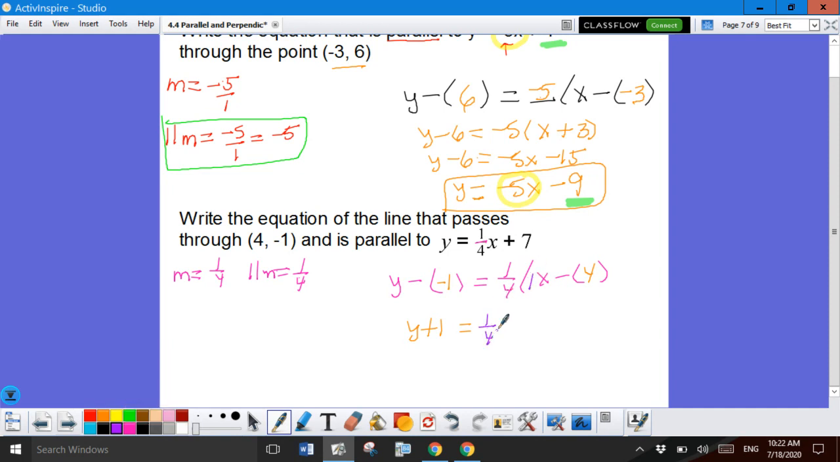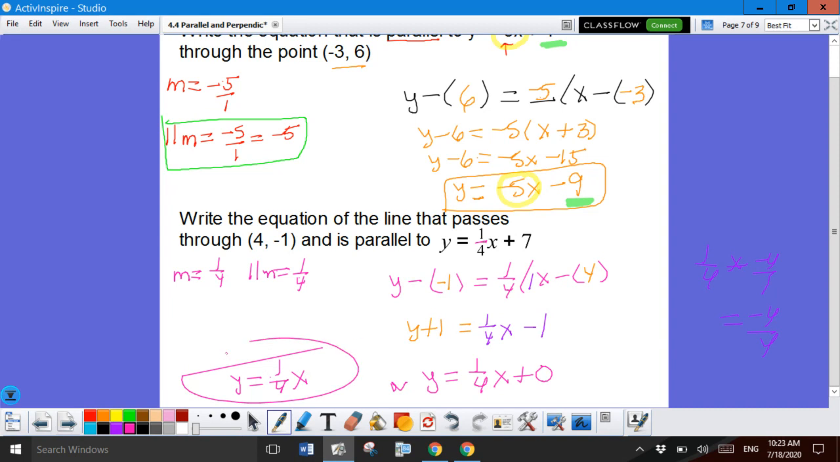So I have 1/4 x, and 1/4 times negative 4 over 1 gives me negative 4 over 4, which is a minus 1. If I move that 1, I have y equals 1/4 x plus 0, or y equals 1/4 x. I do not need to write the plus 0. So hopefully that's what you came up with. Now, keep in mind if I was to graph that, it's starting at 0. And it would go up 1 over 4, and there would be my line. So remember that if there's not a number there, that's what's starting at 0 for graphing.